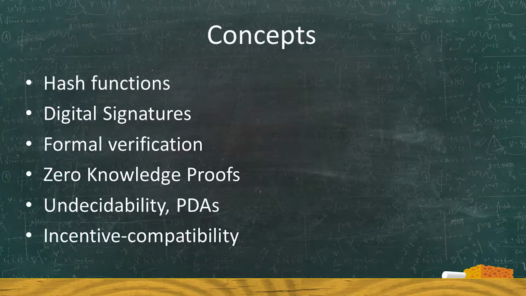So as I said, I was teaching at Princeton, and my course has some of these concepts: hash functions, digital signatures, formal verification, zero-knowledge proofs, undecidability, PDAs, and incentive compatibility. And before that, I was a PhD student at Georgia Tech, and again, I was teaching there. And that was almost a decade ago. And for each of these topics, I had to give a different real-world example. But now we are in a world where I can give just one single example for all these concepts, and that is cryptocurrency. So we'll see how all these concepts play a role in designing cryptocurrencies.